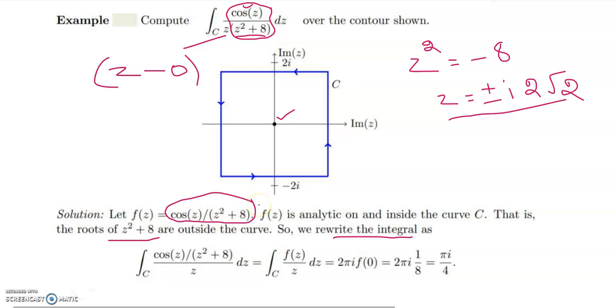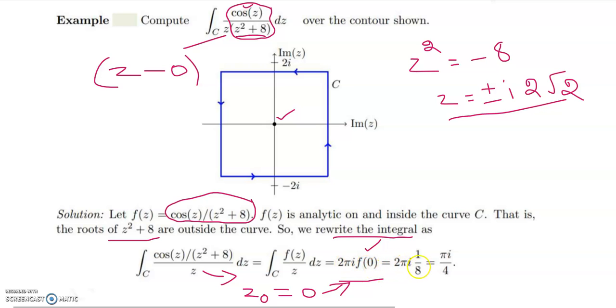After finding the point lies inside, the point is 0. So now we have to find f of 0, because the value of this integral is equal to 2 pi i multiply f of a. 2 pi i multiply f of a, where a is 0. Okay, a lies inside. From here I can confirm that 0 lies inside. That's why I calculate 2 pi i f of 0.